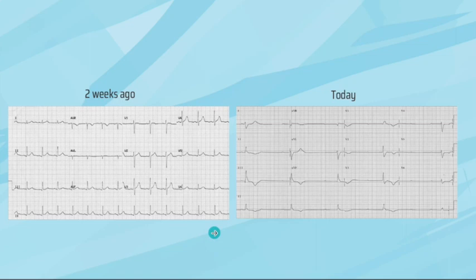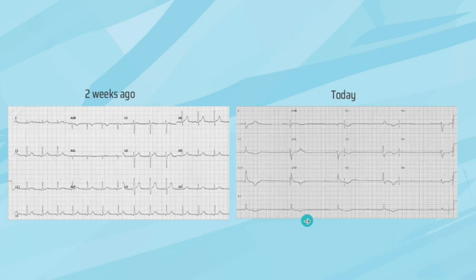Rate, rhythm, axis. So this was 2 weeks ago, this was today. 2 weeks ago, it's normal rate, normal rhythm, normal axis. So the rate is around 75. The axis in lead 1 and AVF is normal. Rhythm is sinus, every QRS complex is preceded by a P wave. Here, as we can see, the rate is less than 60.